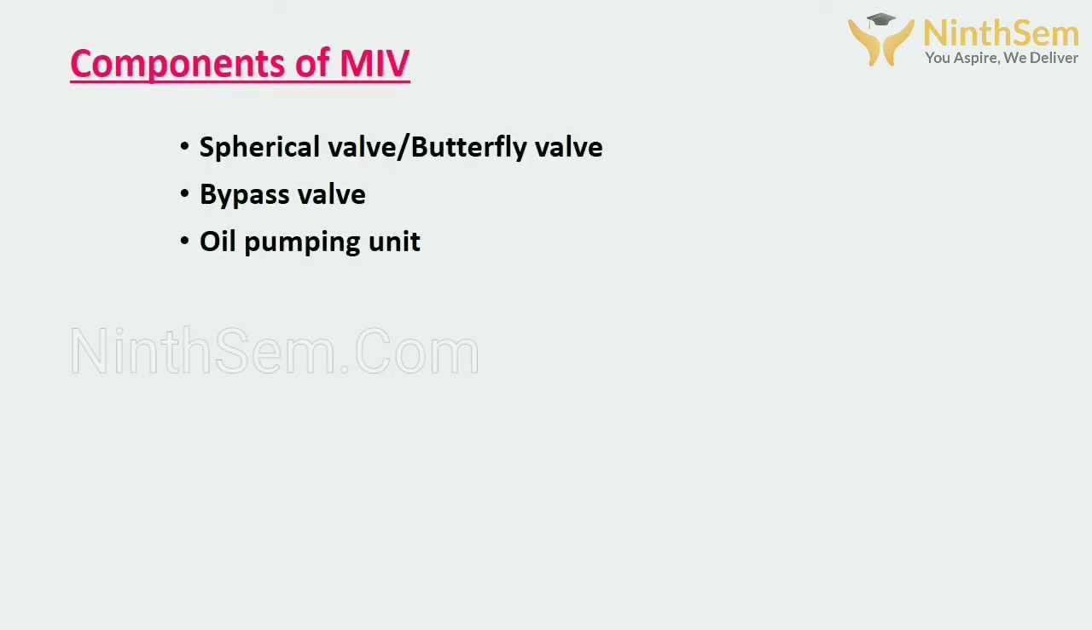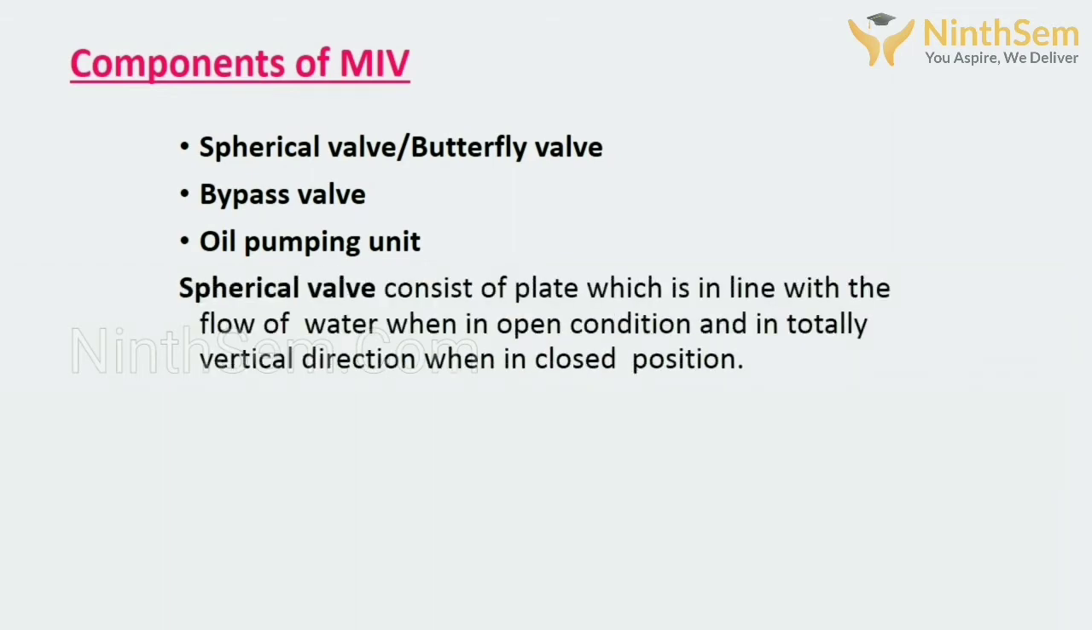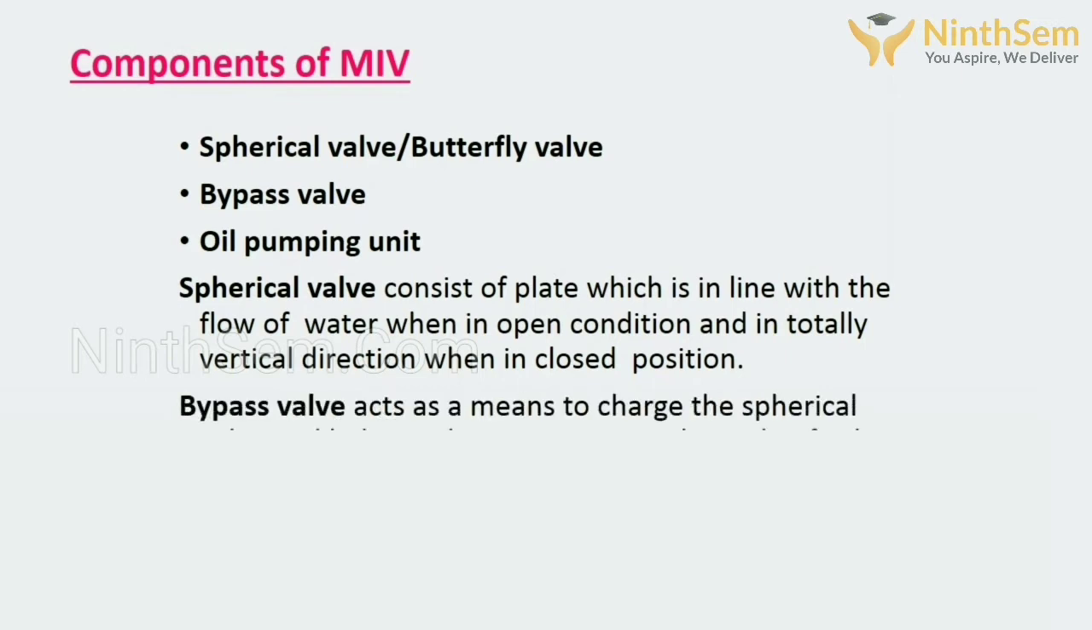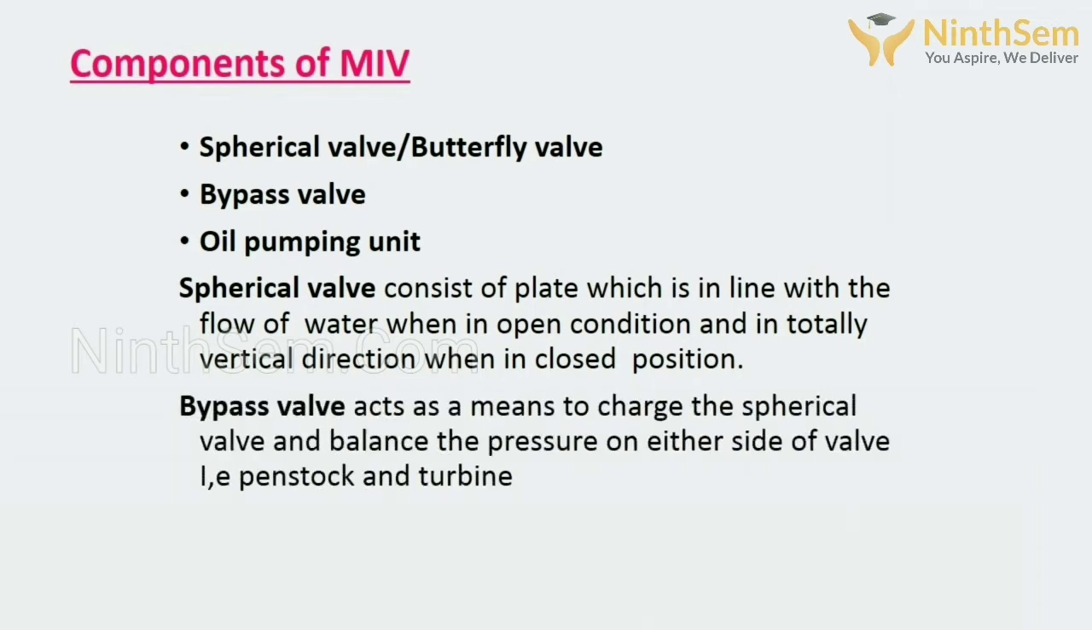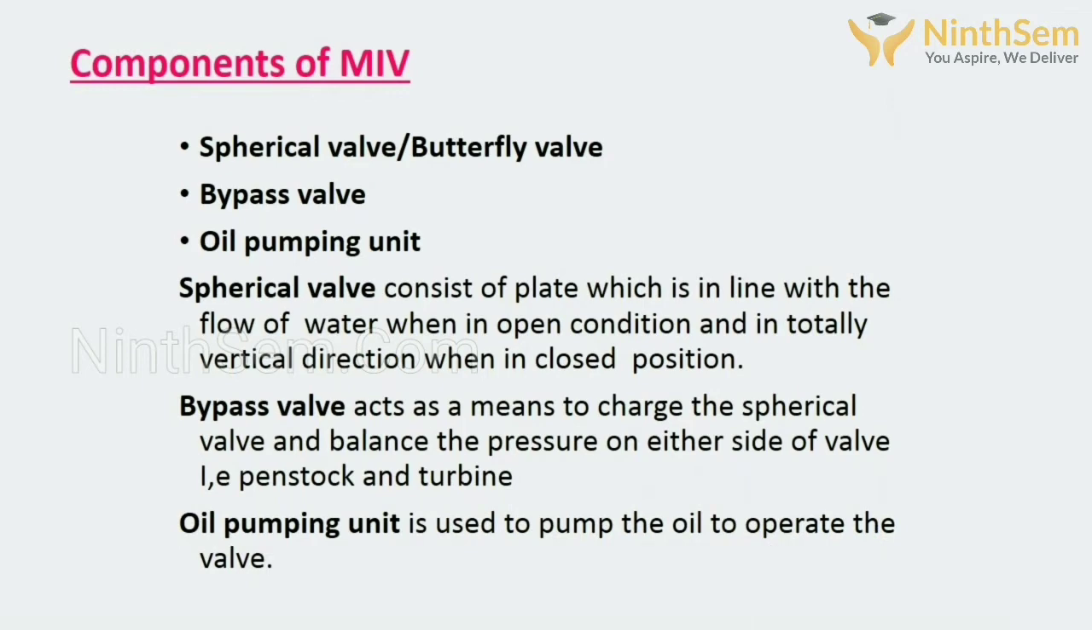Components of the MIV: spherical valve or butterfly valve, bypass valve, and oil pumping unit. The spherical valve consists of a plate which is in line with the flow of water when in open condition and in a totally vertical direction when in closed position. The bypass valve acts as a means to charge the spherical valve and balance the pressure on either side of the valve, that is, penstock or turbine. The oil pumping unit is used to pump the oil to operate the valve.